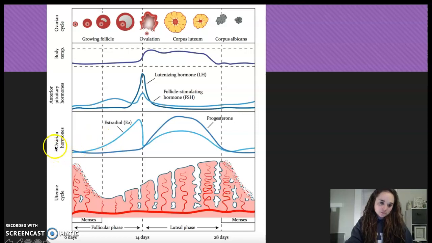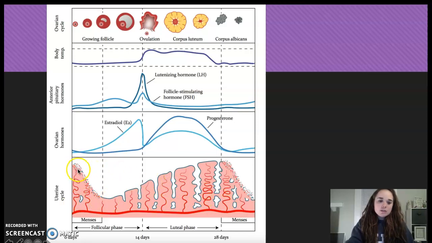The next portion is the ovarian hormones, which here you can see how they rise and fall. The progesterone stays a little bit heavier during the luteal phase as well. And then the reason why I really like this picture is the uterine cycle, which we didn't really talk much about, but I think this slide here gives a good representation of it.